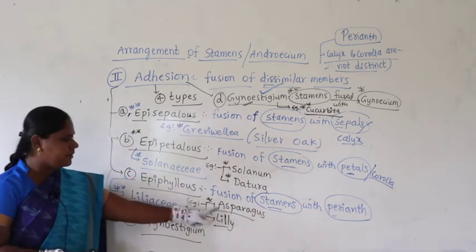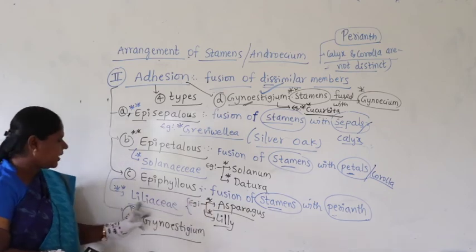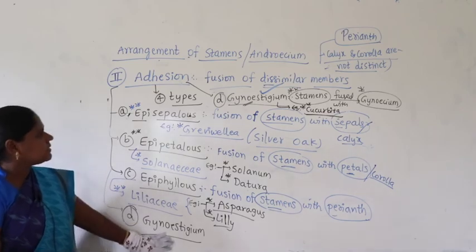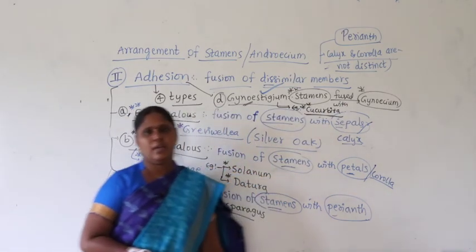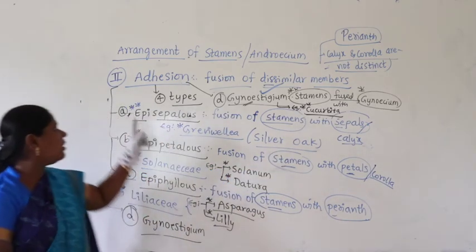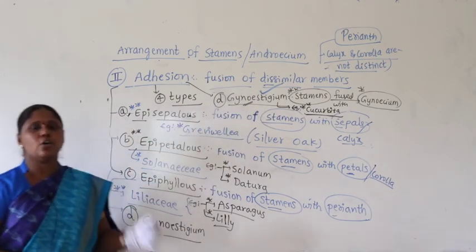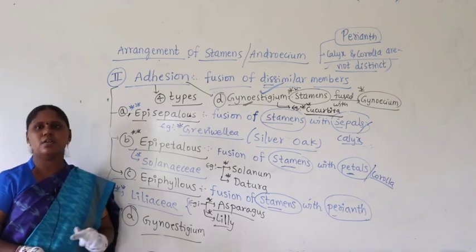Now, generally examples are asparagus and lily. Both of them belong to which family? Liliaceae. In Liliaceae we commonly find epiphyllous. Next is gynostegium: stamens fused with gynoecium, and we find this in the case of cucurbita. Now this will come under what? Adhesion is fusion of dissimilar members. Cohesion means fusion of similar members.